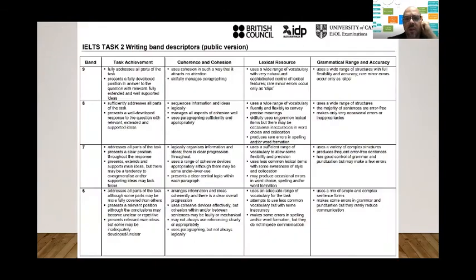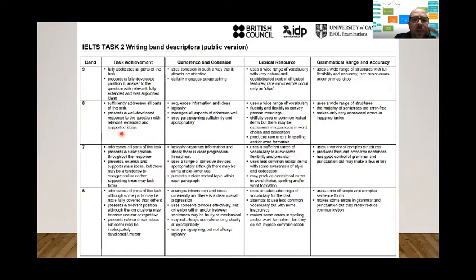Now, I just want to demonstrate that a little bit, or talk a bit about why that is. This document is the public version of the band descriptors used by the IELTS examiners, and I want to look particularly here at task achievement. So in terms of task achievement, if we just look down at the second bullet point, for an 8: presents a well-developed response to the question with relevant, extended and supported ideas.